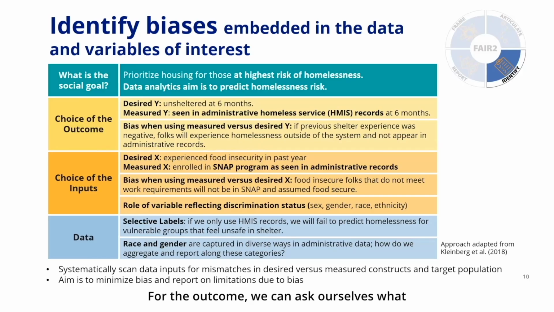For the outcome, we can ask ourselves what our desired outcome is and what our measured outcome is. For example, we may want to measure the risk of being unsheltered at 6 months, but we may only be able to observe who is seen in administrative homeless service records at 6 months. Think about who may be unsheltered but not appear in homeless shelter records. These are people that we would not be able to account for in our data.